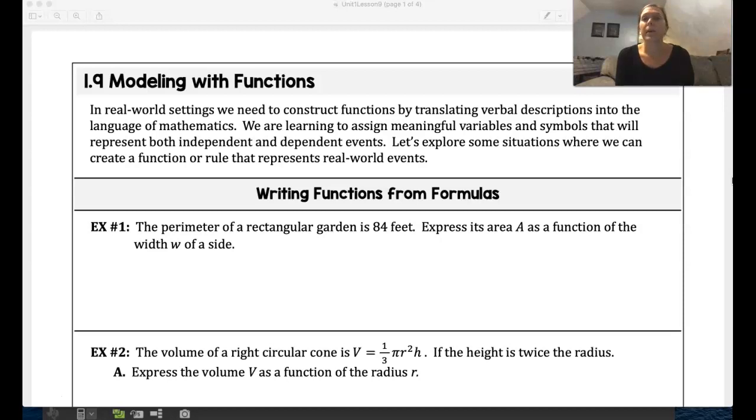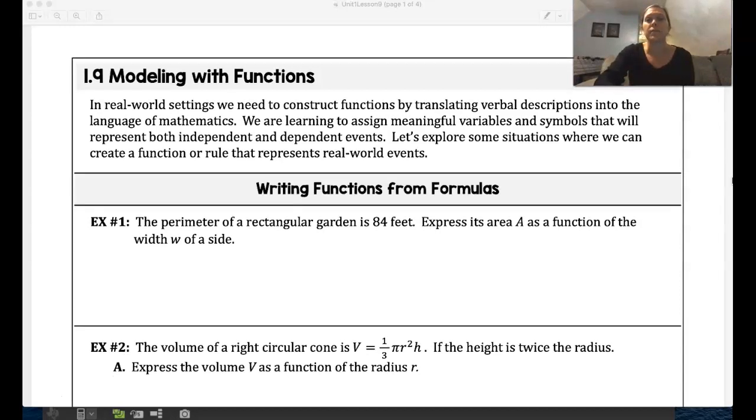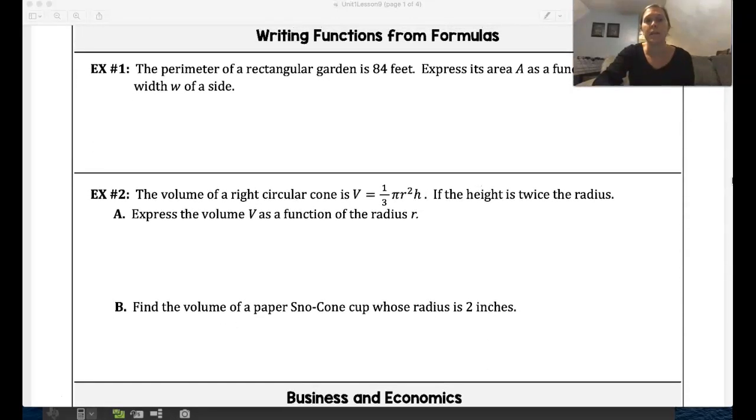So just reading the paragraph at the top, it says, in real-world settings, we need to construct functions by translating verbal descriptions into the language of mathematics. We are learning to assign meaningful variables and symbols that will represent both independent and dependent events. So let's go ahead and explore some situations where we're going to create a function or a rule that represents real-world events. So the first two are quite easy.